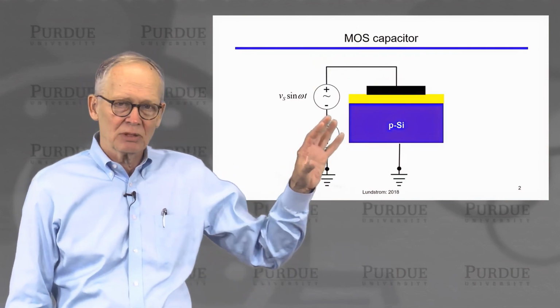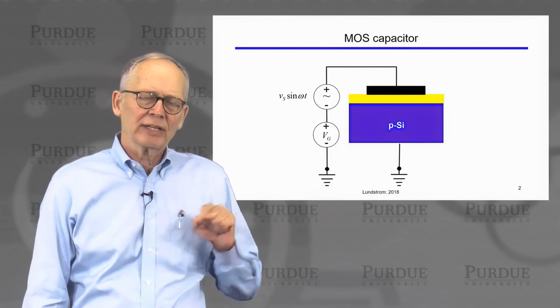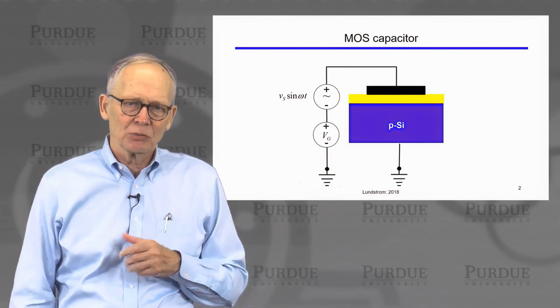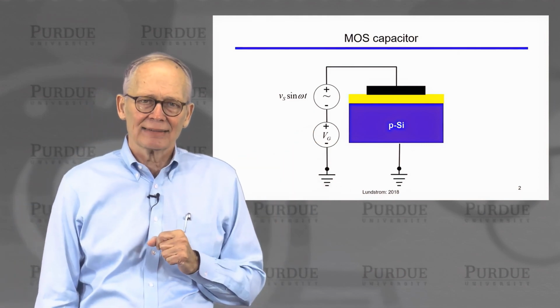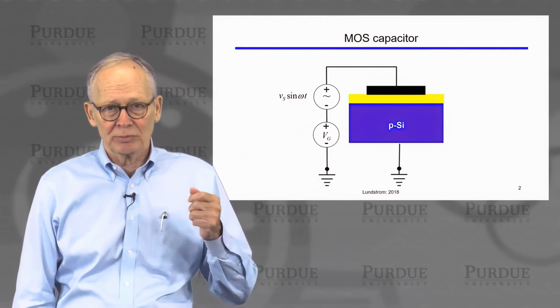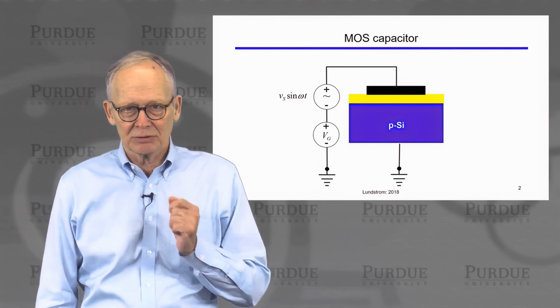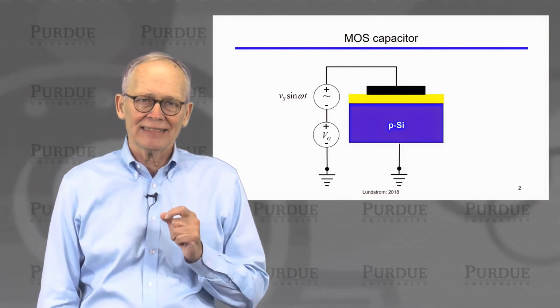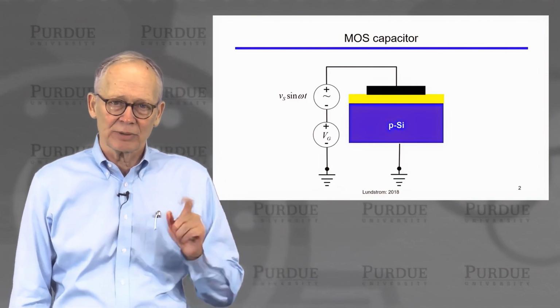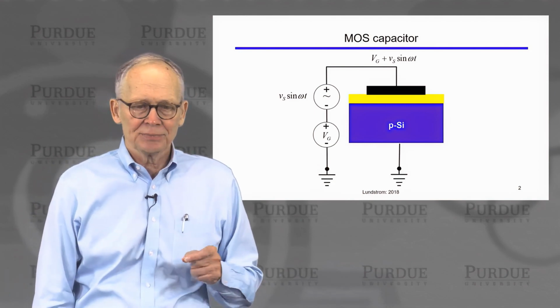So the experiment would go something like this. We would have an MOS capacitor. We've been talking about how the bands bend and what happens in the semiconductor when we change the DC bias on the gate. We go from accumulation to flat band to depletion and then to inversion. Now what we're going to do is to add a small AC signal in series with that voltage. So we have both a DC and an AC voltage.